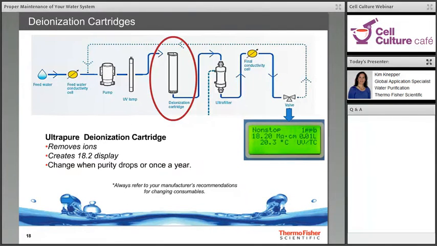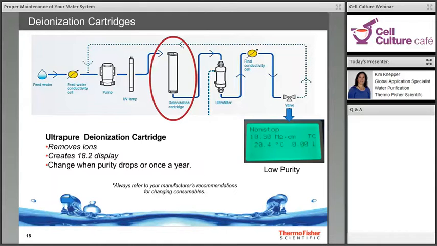But next, let's talk about the consumables that are typically found in a Type 1 point-of-use ultrapure water system. The most common consumable is the ultrapure deionization cartridge. Deionization or DI cartridges are the backbone of the Type 1 system because they are creating that high purity, the 18.2 megohm display, by removing ionized solids and gases from the water. And when these cartridges are exhausted, you may notice a change in the displayed purity. The purity may start dropping to lower numbers slowly at first and then dropping off quickly.